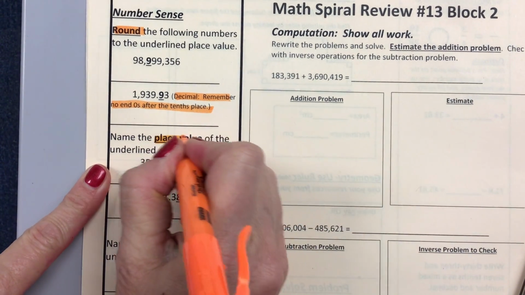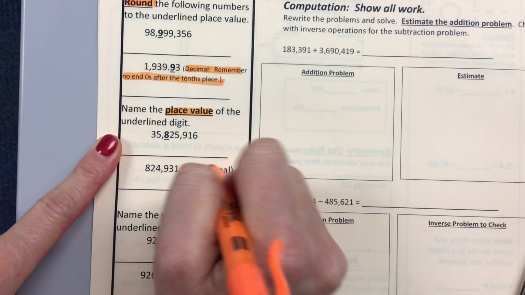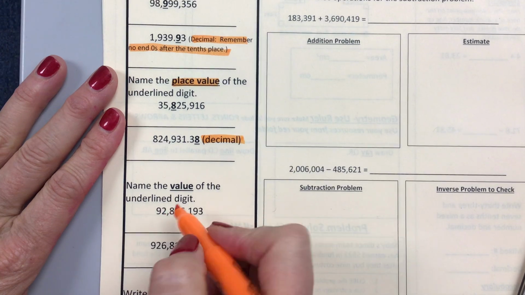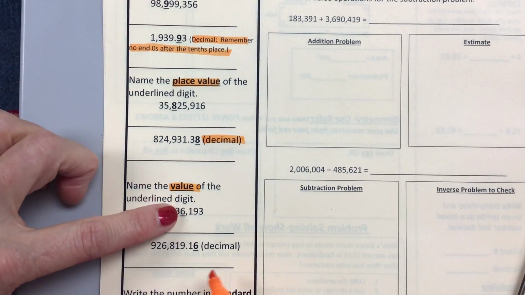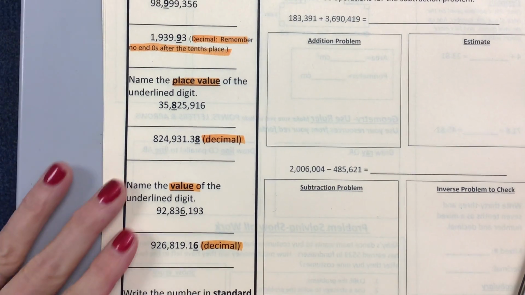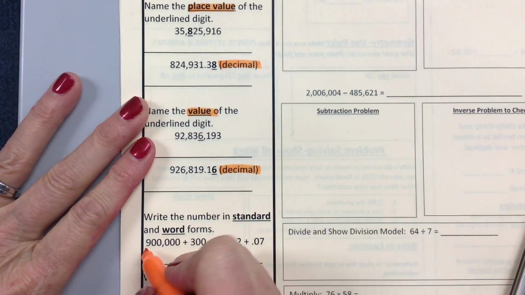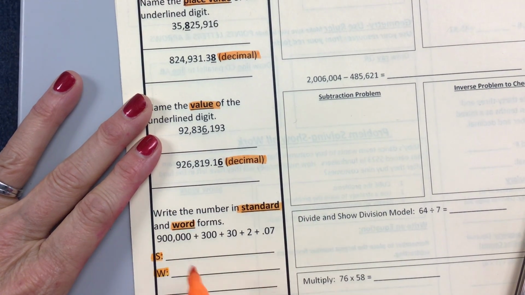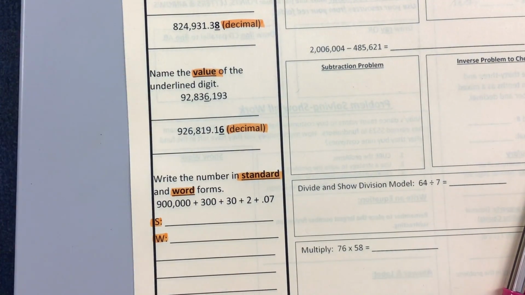Here you're naming the place value. Note that this is a decimal number, so that is not the ones place. Here you're going to name the value of this underlined digit. Again, we have a decimal number. Here you're going to write the number in standard form. That's the way we've always written numbers, and this is word form, so you're going to spell out each word.